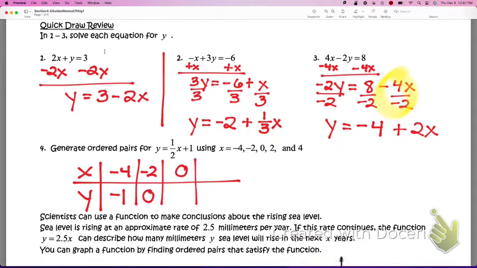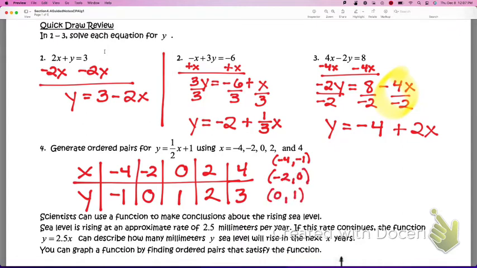Plugging in 0. Half of 0 is 0. 0 plus 1 is 1. Plugging in 2. Half of 2 is 1. 1 plus 1 is 2. Half of 4 is 2. 2 plus 1 is 3. So what would be my ordered pairs? Negative 4, negative 1. Negative 2, 0. 0, 1. 2, 2. 4, 3.